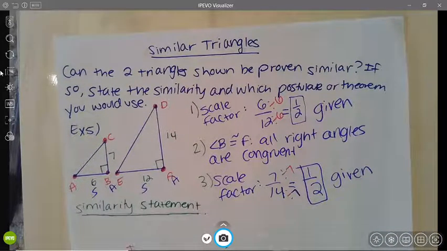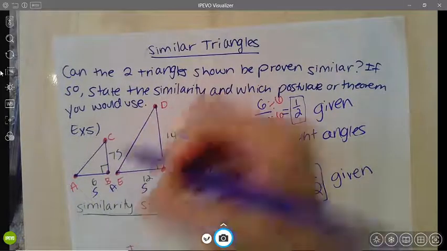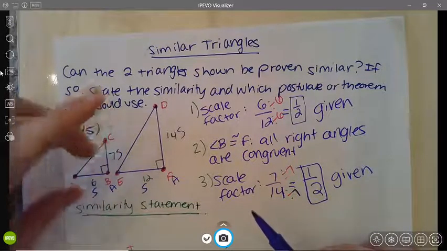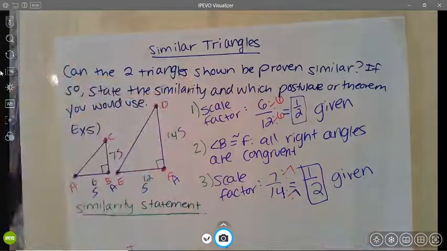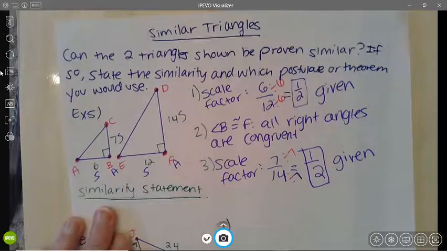Okay, so now I have enough information. I have a side, then an angle, and then a side. My sides are proportionate and my angles are congruent, and the angle is in between my two proportionate sides, which means my triangles are now similar by SAS similarity, which is pretty insane. I mean, I'm freaking out right now. That's so cool.